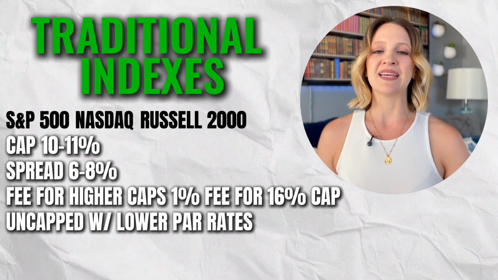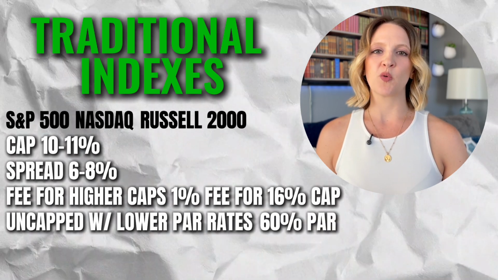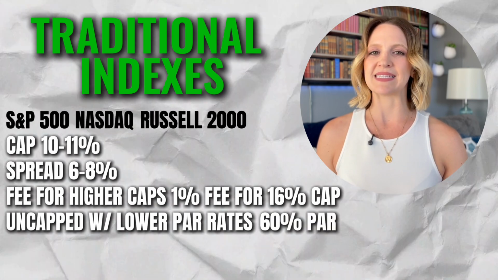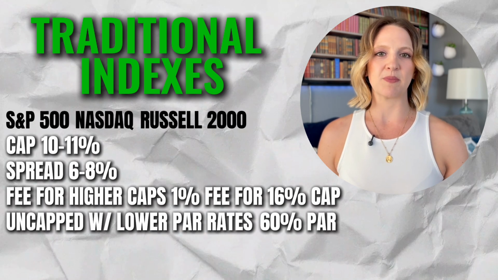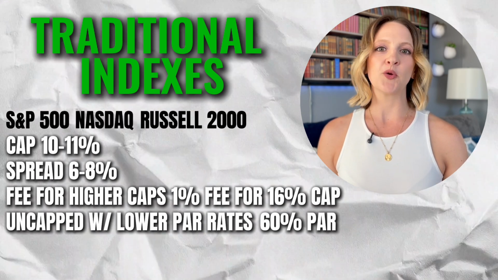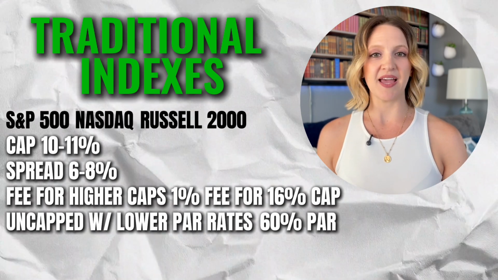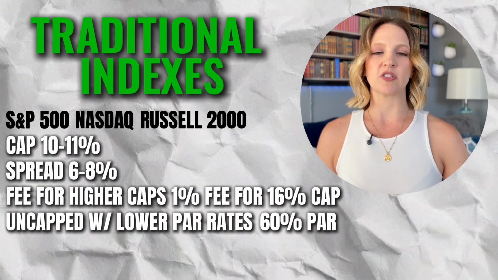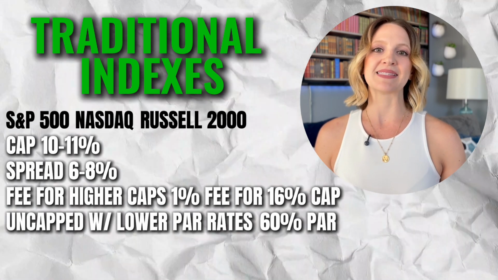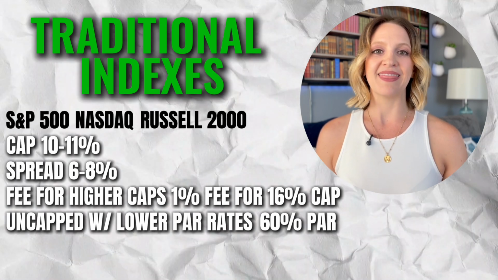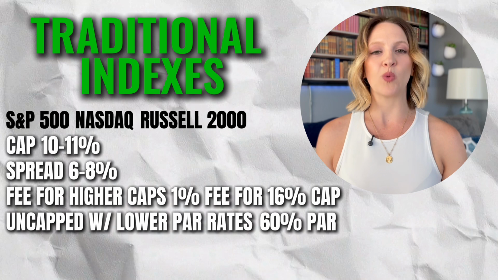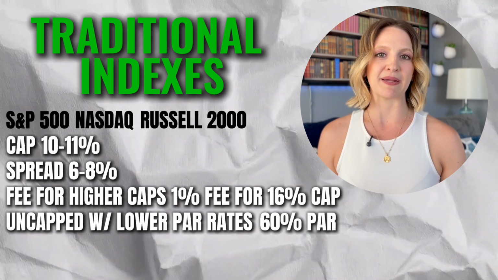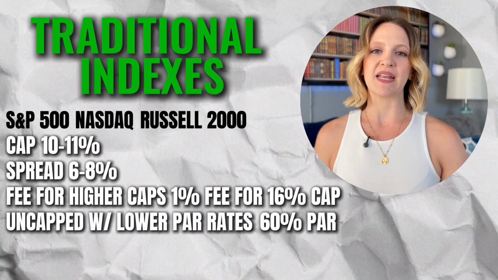They might give you only 60% participation, or what that means is if the stock market, for example, does 10% and the participation rate is at 60%, you're only going to get credited 6%, right? Because 6% is 60% of 10. If the market were to do 20%, again, there's no cap, but you're only getting credited 60% of that growth. So you would get 12%, right? Which 12% is better than the 10 to 11% cap we talked about in the beginning, but it's still an exchange of value.